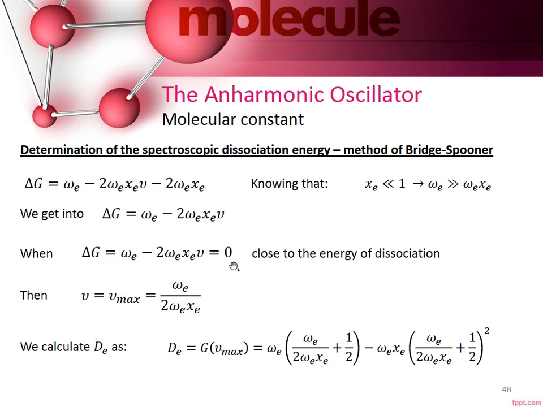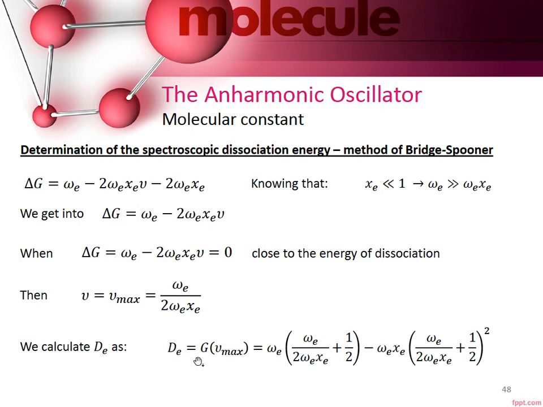We put it to zero, then this will give us the maximum V, or the V corresponding to the maximum vibrational energy. I'll just put that to zero, and you will see it's omega E over 2 omega E XE. That's the V maximum. If we plug it into G of V maximum, it should give us the spectral term, or the energy of vibration for the highest level above which the molecule dissociates. And this gives us the energy of dissociation, dE.